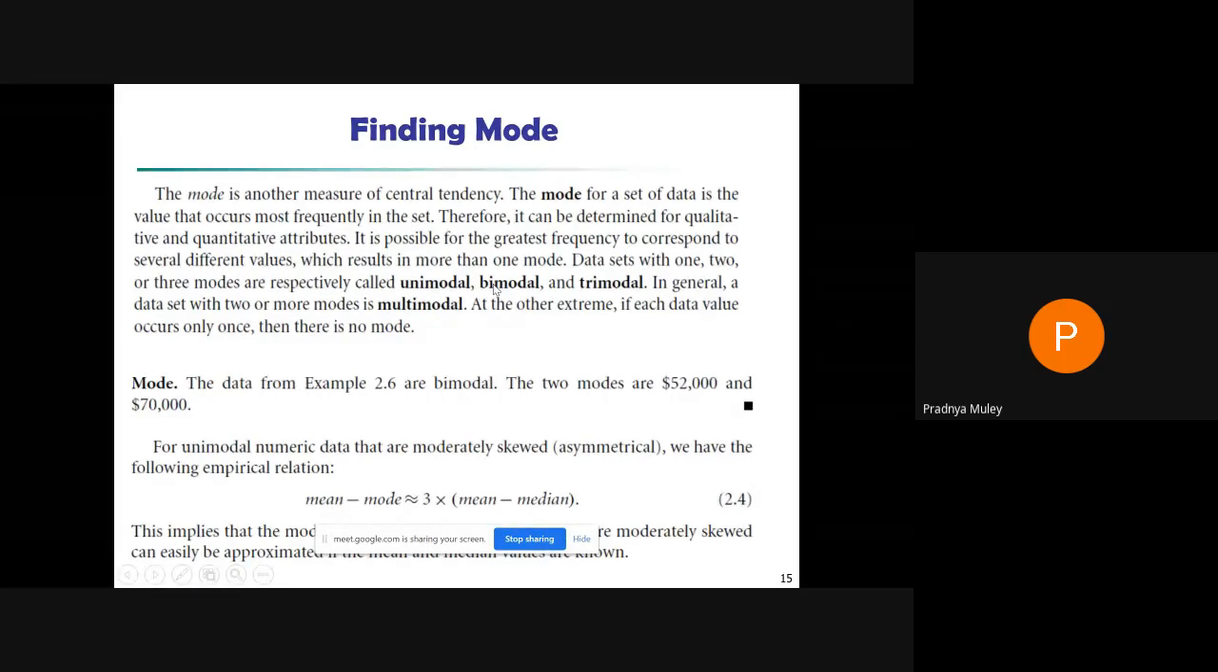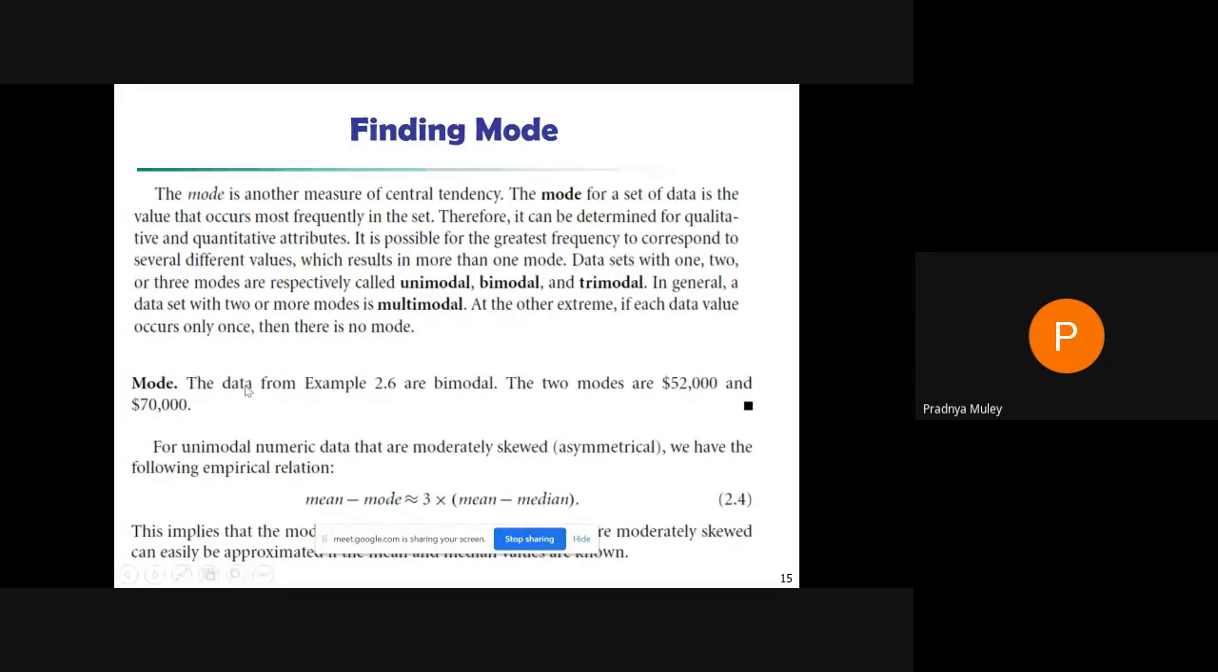Bimodal means two values have occurred many times in a data set. Trimodal means three values have occurred many times in a data set. In general, a data set with two or more modes is also called multimodal. At the other extreme, if each data value occurs only once, then there is no mode. So every value occurs only one time, so there will be no mode in the data set.